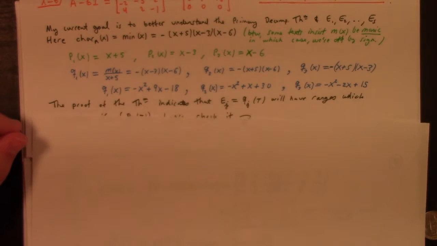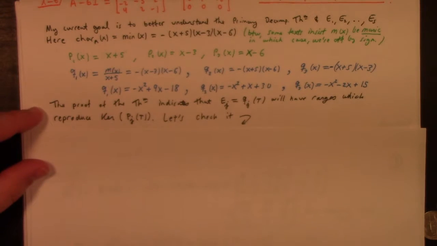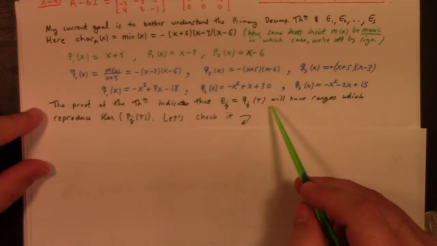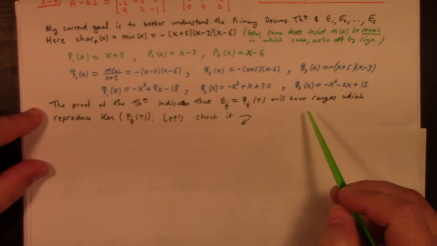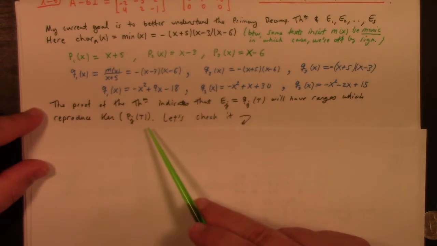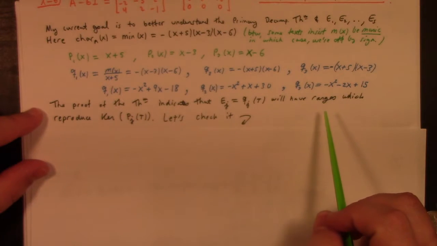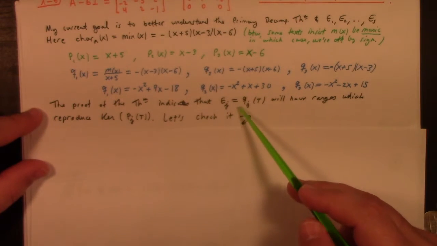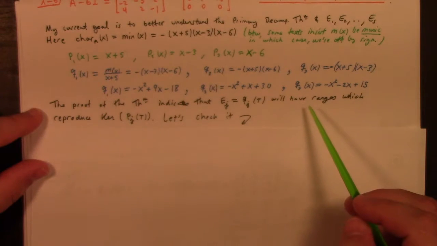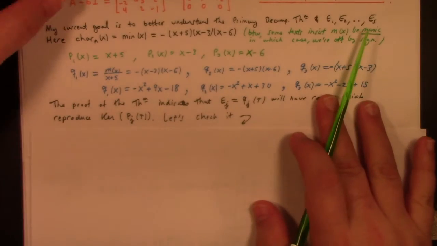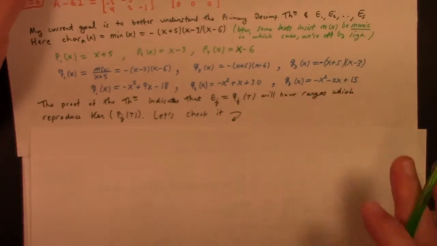And then the proof of the theorem indicates that I can set E_j equal to Q_j(T), and they will have ranges which reproduce the kernel of P_j(T). I think that's even true, but that's not quite what I did in the theorem. There's this other thing called A sub j that plays into the role here. It's kind of important. Let's just go on though, see what happens.